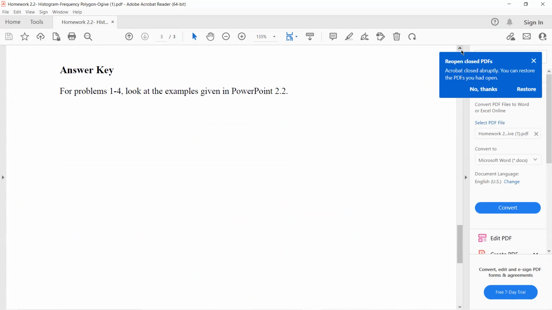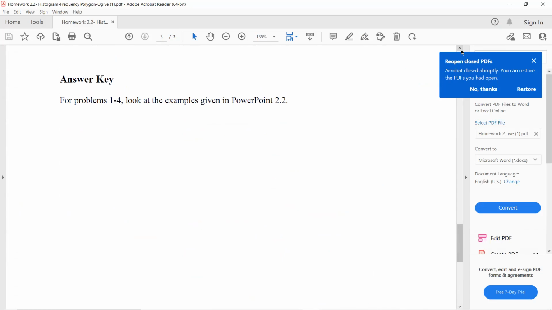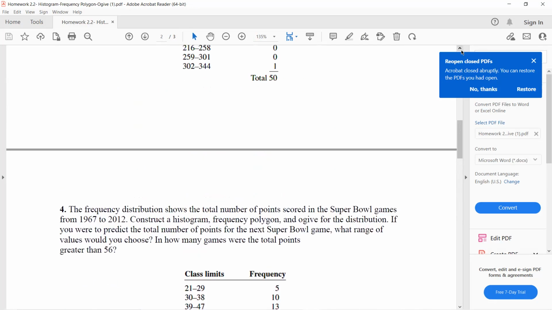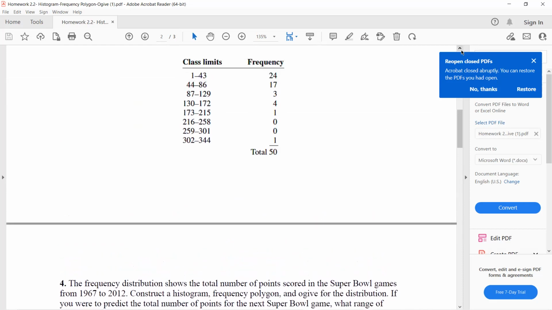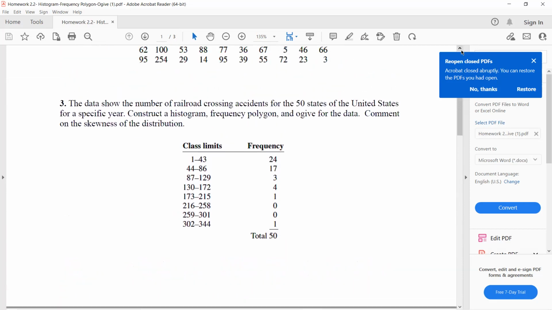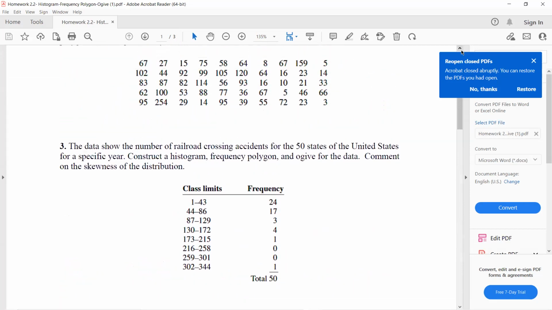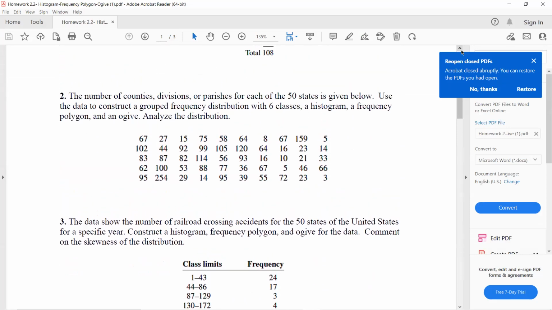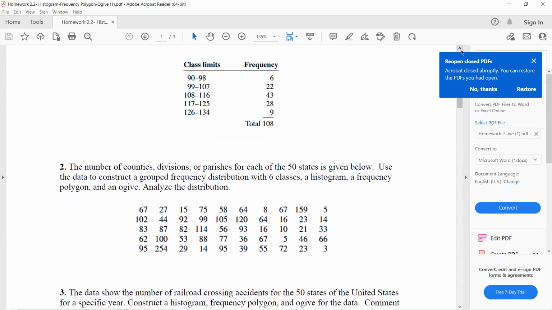Well, look back at the examples given in PowerPoint 2.2. Okay, but she doesn't give you the exact. So that's how that works. Now, do you know how to do it if you're doing raw data? Raw data. Number 2 is raw data. Okay. So, isn't it the same?